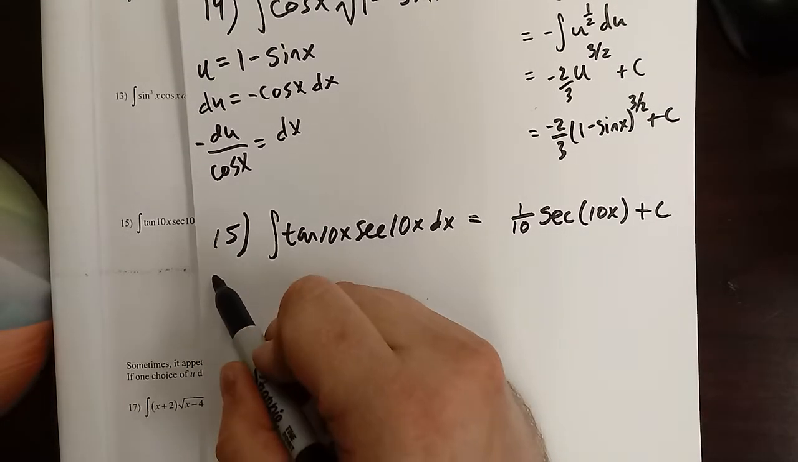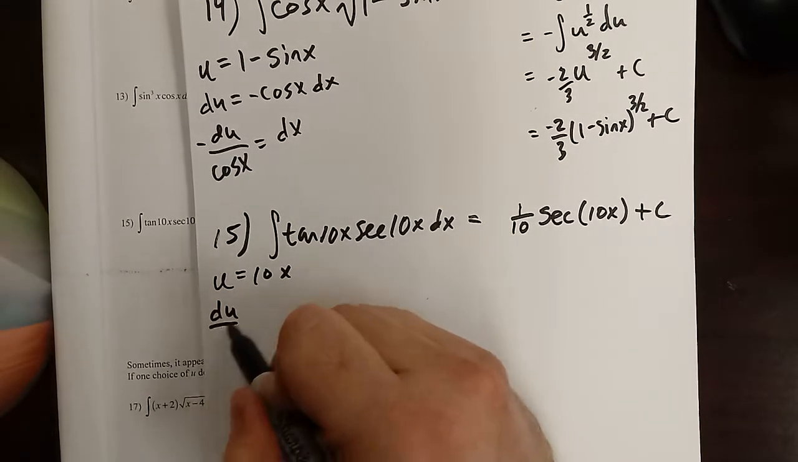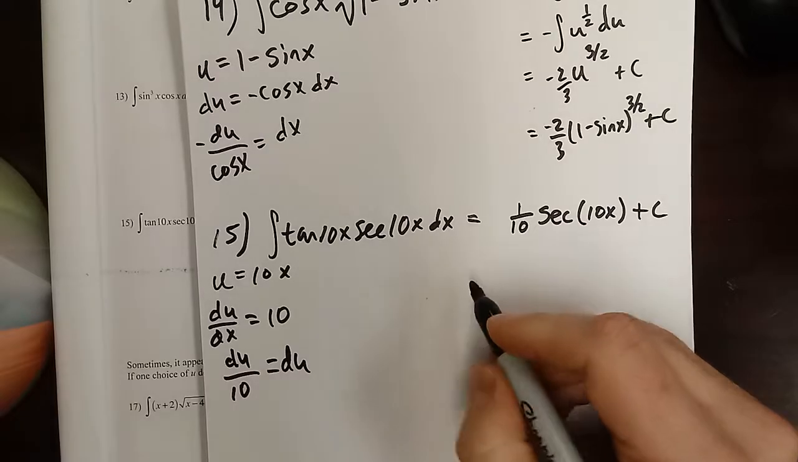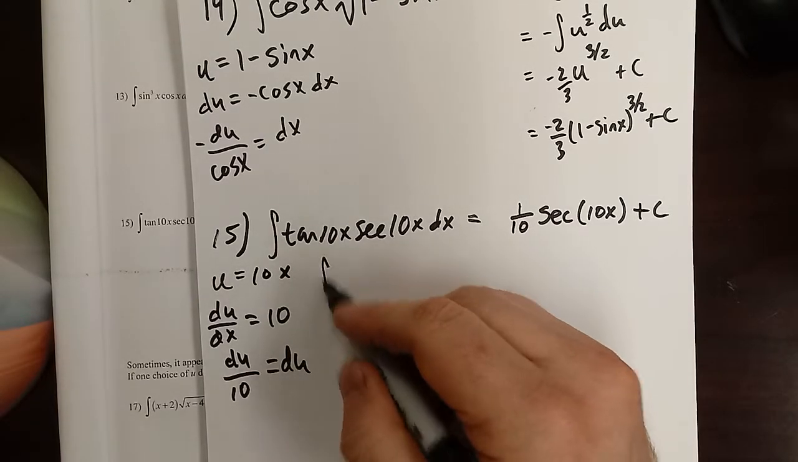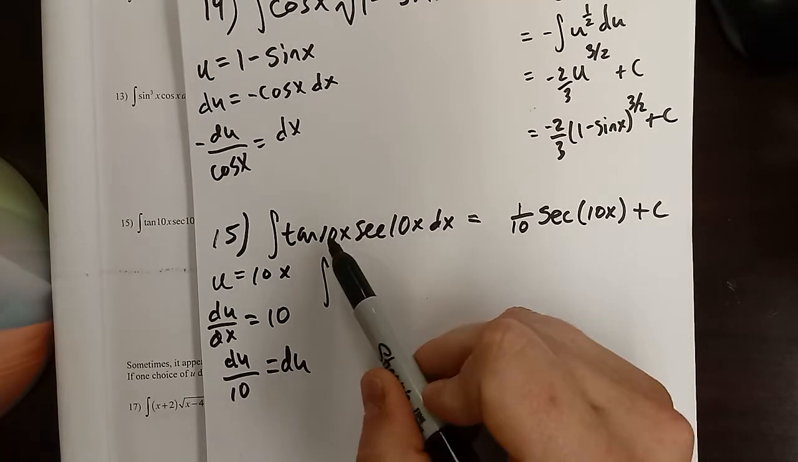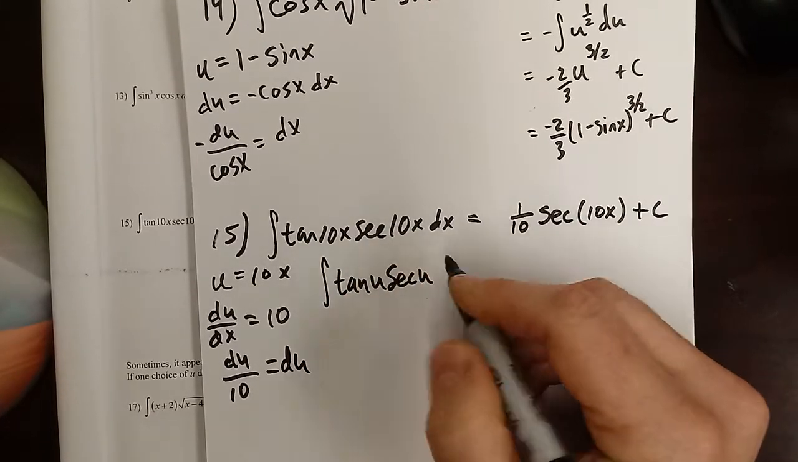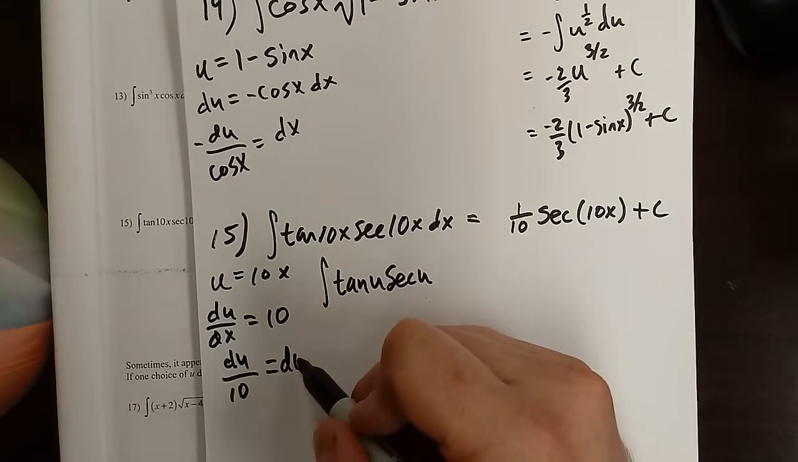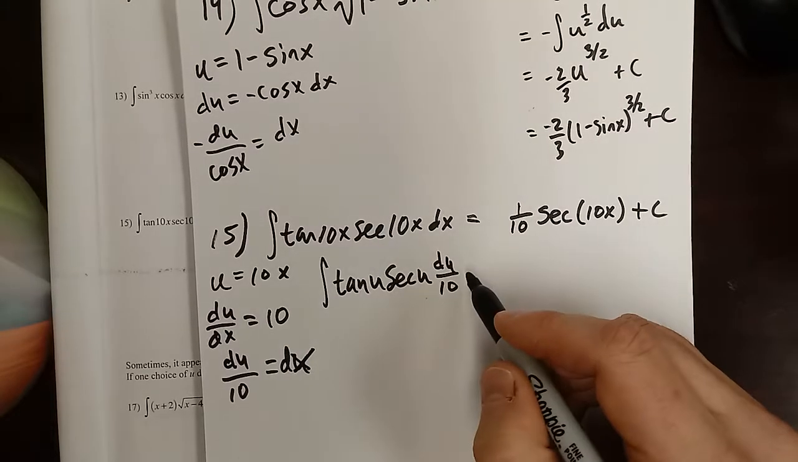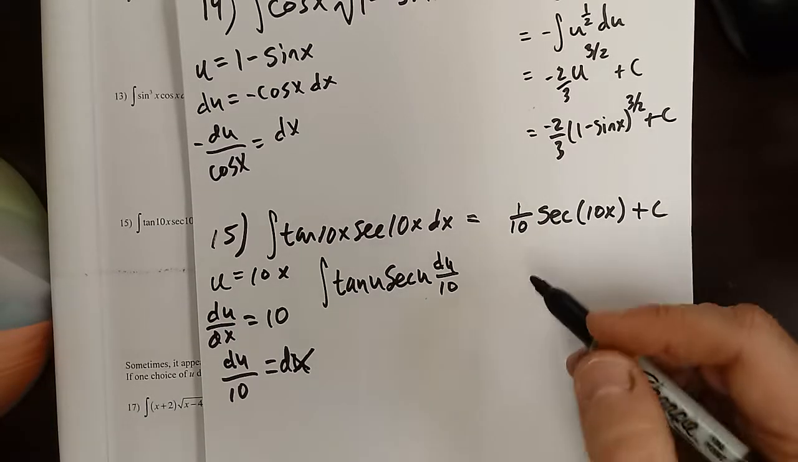The work version of this is to say, well, let's set the inside equal to u and then take the derivative and get 10. So du over 10 is dx. If I were to do the u substitution here, the reason I'm actually doing it this time is because there's 10x and then 10x again. So it's going to be tan u secant u. And then replace dx. Oh, I wrote du over here. Replace dx with a du over 10. Then we're going to go through and do the work. There's the 1/10 out front. Turns out to be the same thing.